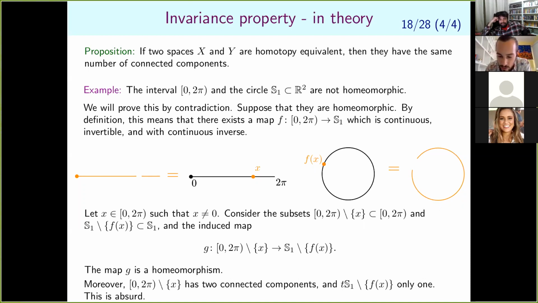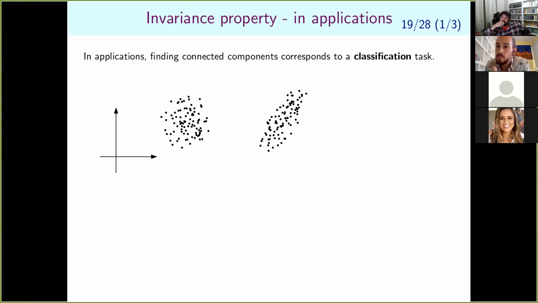I will show you now what this means in practice, connected components. Say we have a point cloud, a data set that is a point cloud in the plane here, for instance. I say that finding connected components in data sets corresponds to a classification task, right?